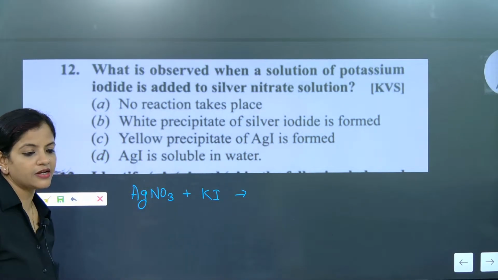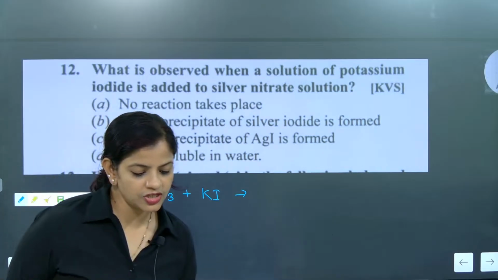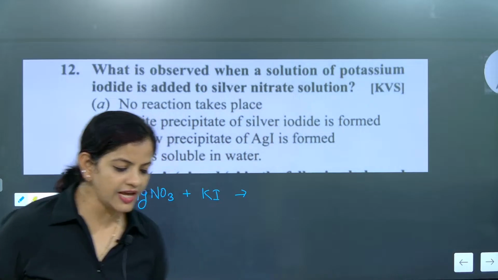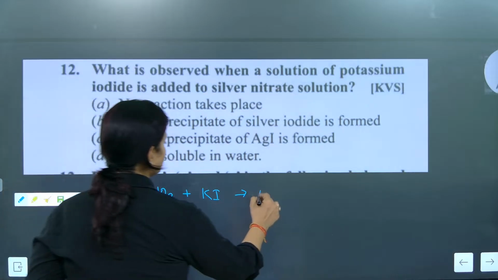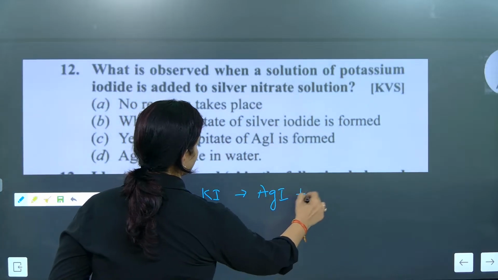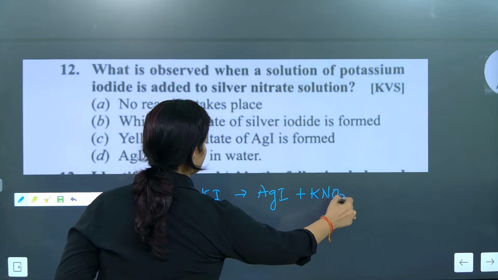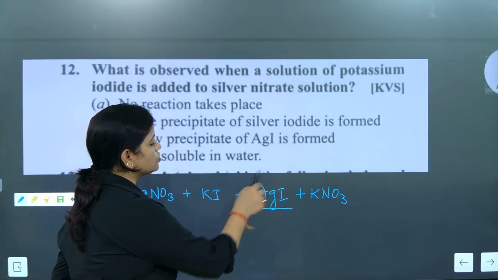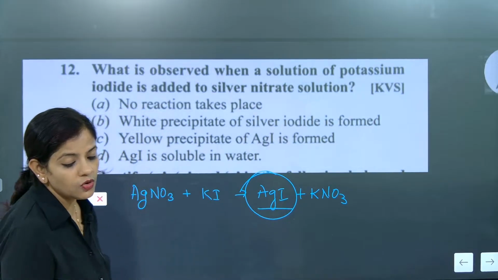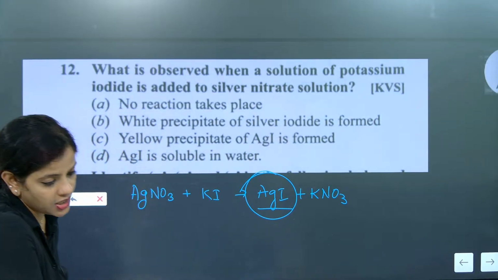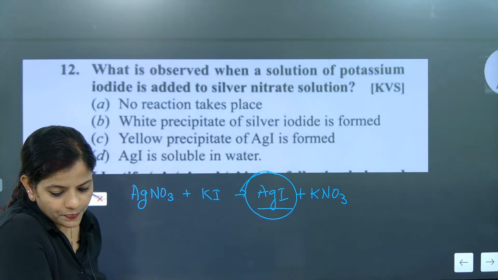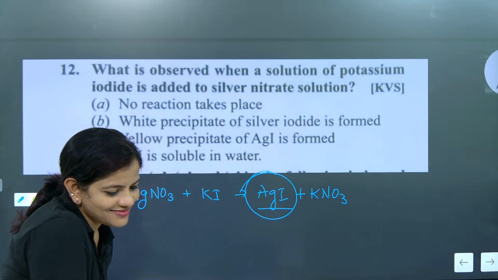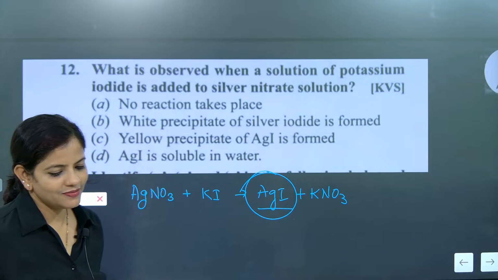This will be reacting. So silver iodide and potassium nitrate, AgI and KNO3, will be obtained. Where is the white PPT coming from? Silver iodide is not white, it will be in yellow PPT. It will be in yellow PPT, beta. What is the point? It will be in yellow PPT.